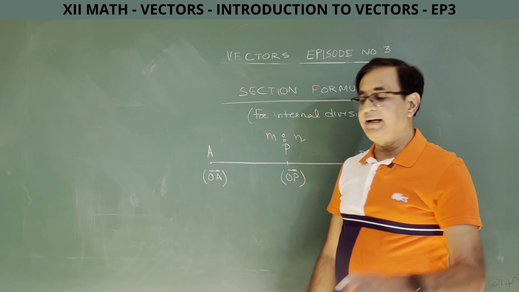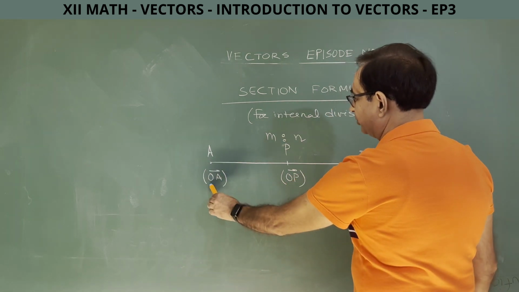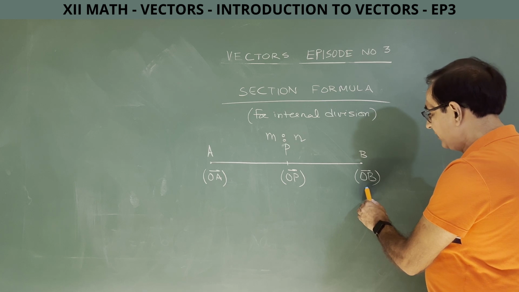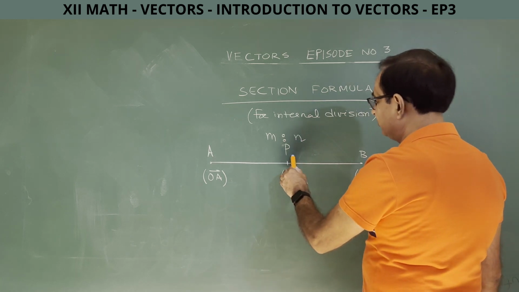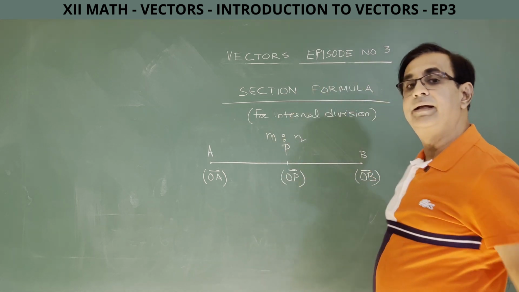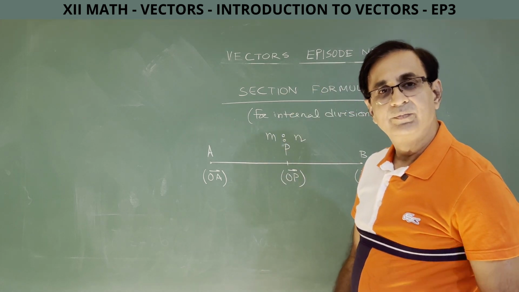So, what is the target? I am given a point A whose position vector is given to me as OA, I am given a point B whose position vector is given to me as OB. I want to find the position vector of a point P which lies on AB and divides it internally in the ratio of m is to n.